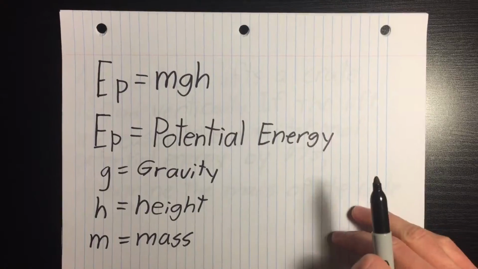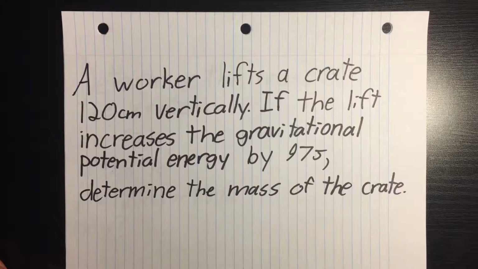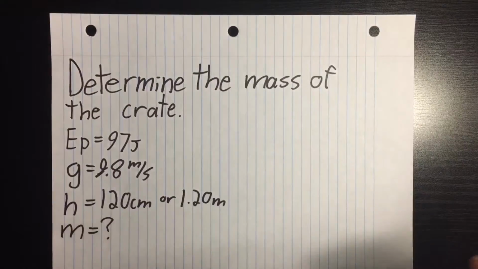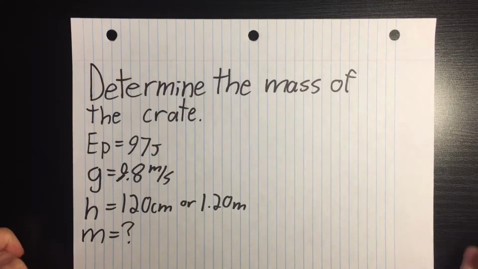So if we hop right into our question here, the question states, a worker lifts a crate 120 centimeters vertically. If the lift increases the gravitational potential energy by 97 joules, determine the mass of the crate. So that's our problem there. And what we need to figure out is the mass of the crate.